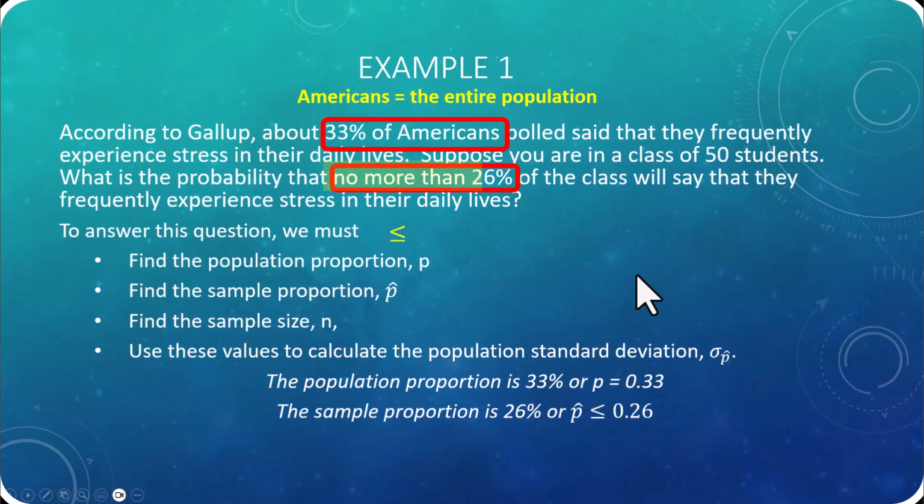Okay, so now we also want to capture the inequality associated with the statement. It says no more than. So no more than, recall, means less than or equal to. And that's very important when we go to use our technology. So last but not least, we have our sample size n, and of course, our sample size is 50 students.